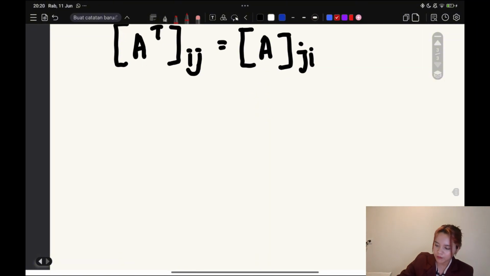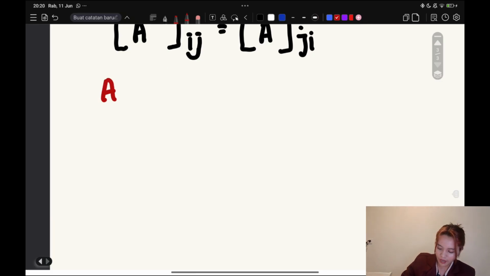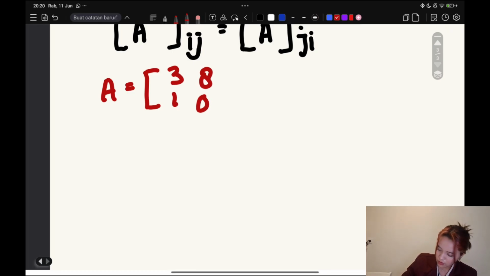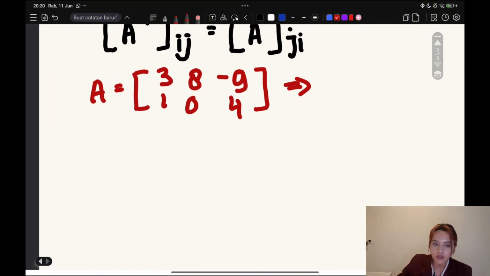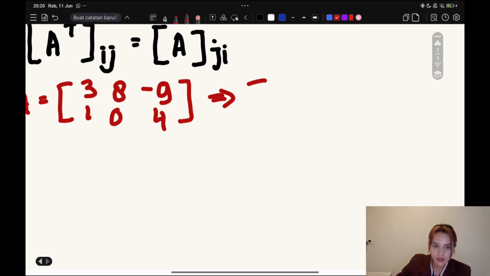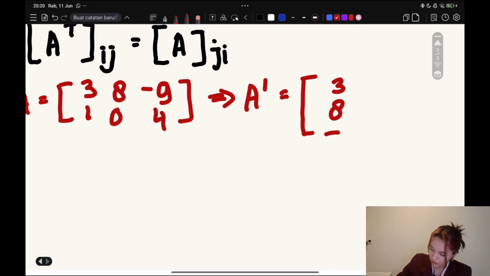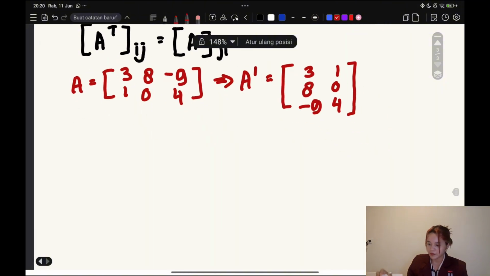For the example, A is like this, minus 1 and 4. We can transpose this one to be like this.